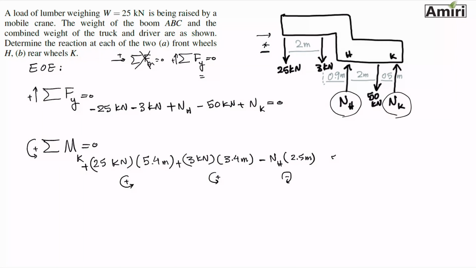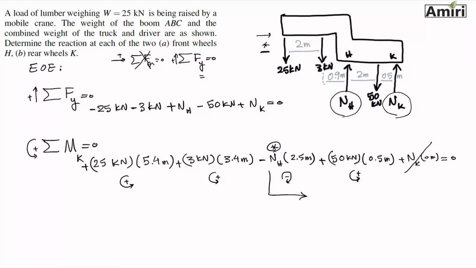Next, I move on to the 50. The arm for that is 0.5 meters. It's trying to rotate this way. It is with my sign, so that is a plus. Next, I have my N of K. The arm for that is 0. Plus or minus doesn't matter. That equals 0. You can ignore this and not write it at all because it passes through point K. The distance is 0, so that is totally acceptable. I have how many unknowns? Only one unknown. So this was a good idea to do.